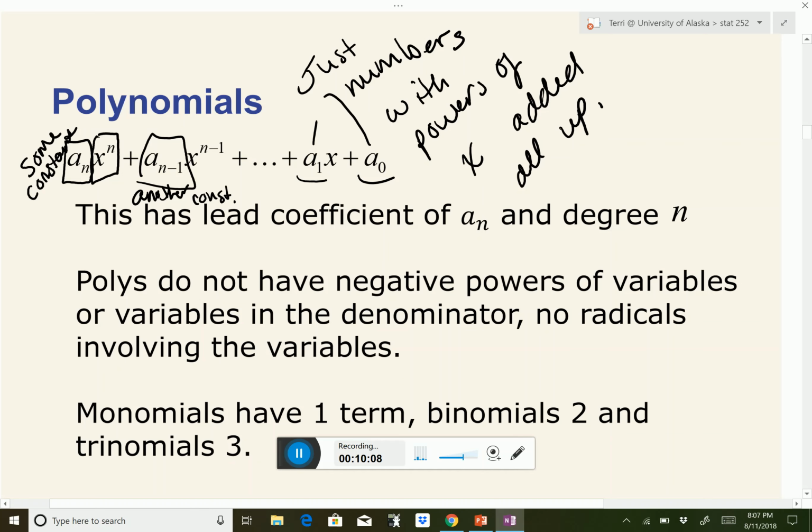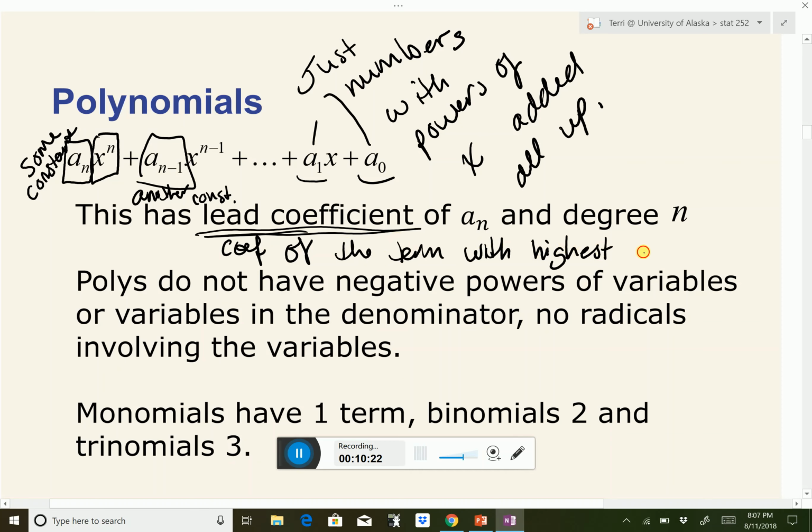So this particular polynomial has a lead coefficient. Okay, lead coefficient is the coefficient of the term with the highest degree. And the degree, n, is the degree of the term with the highest degree. Degree meaning highest exponent.